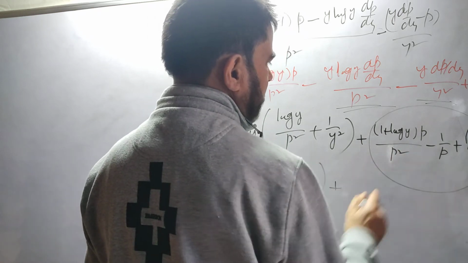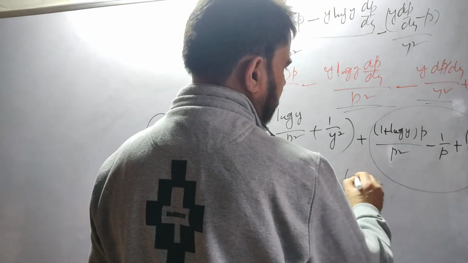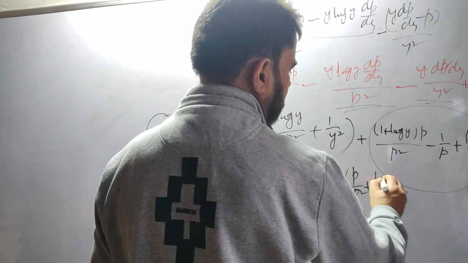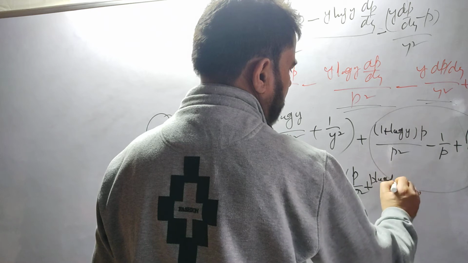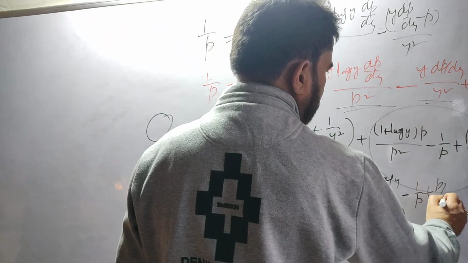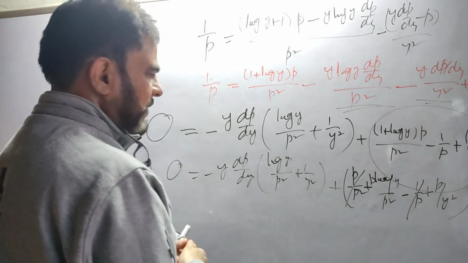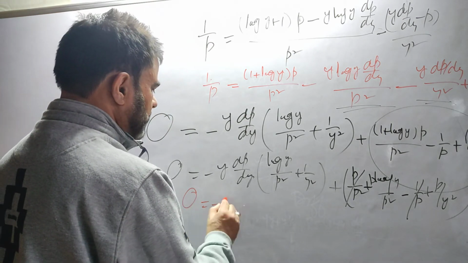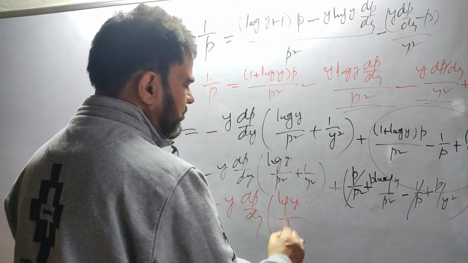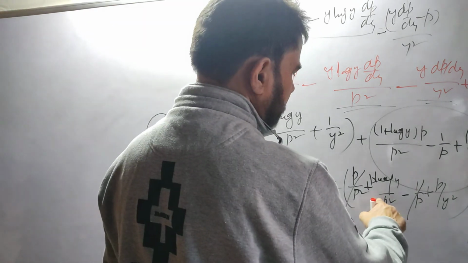Take common from this factor. I will first simplify this. It is p by p square plus p log y by p square minus 1 by p plus p by y square. This term will not survive here, it gets cancelled. So it is 0 is equal to minus y dp by dy into log y by p square plus 1 by y square, then plus you have these two terms here.